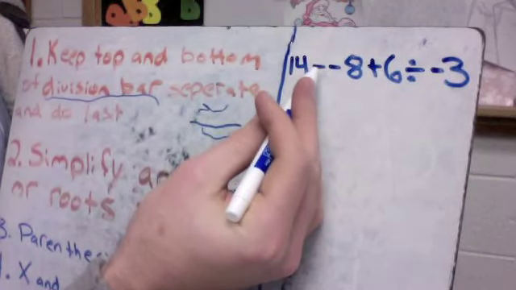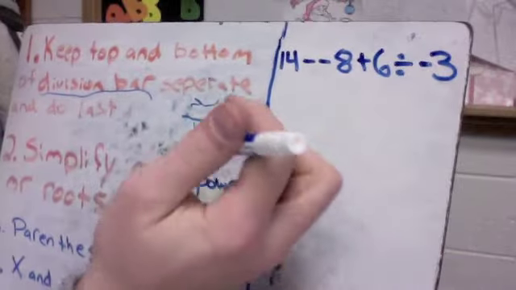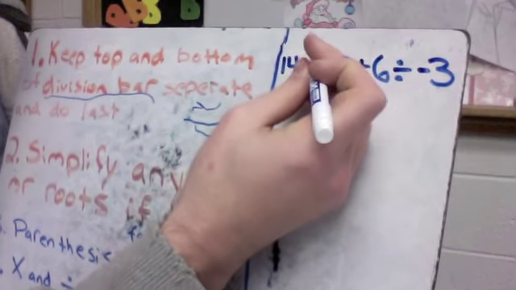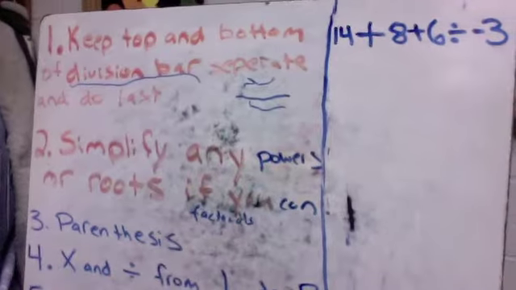We never want to have these two negatives. We want to turn it into what we've talked about in class. That's going to be plus 8. So I'm just going to change this right away up front so I don't get confused. Plus 8. Okay, now I've got my problem.